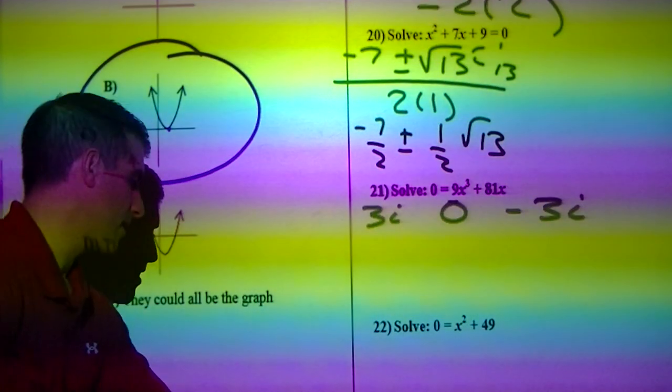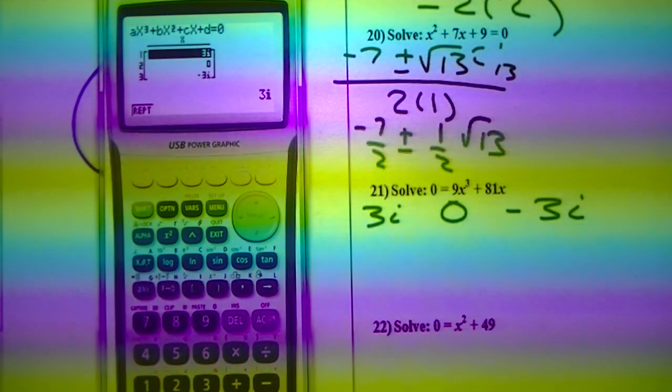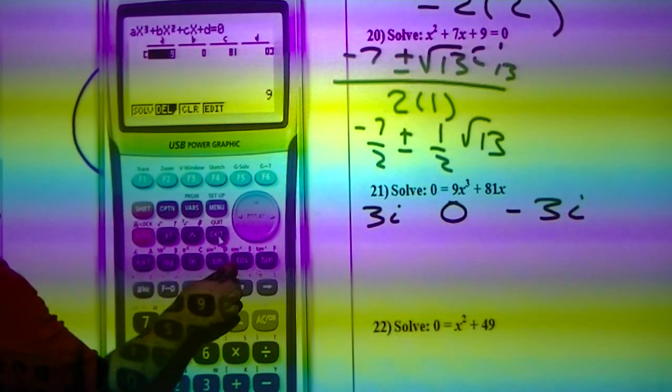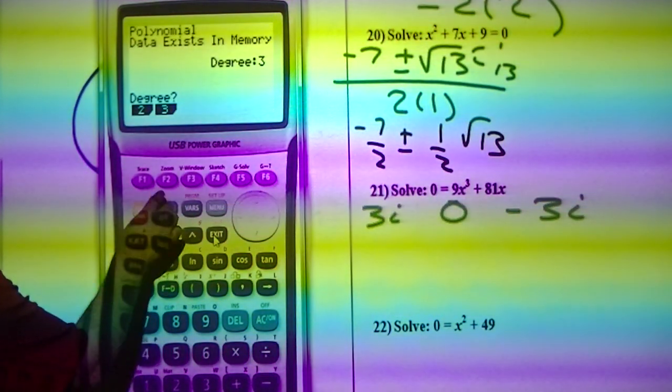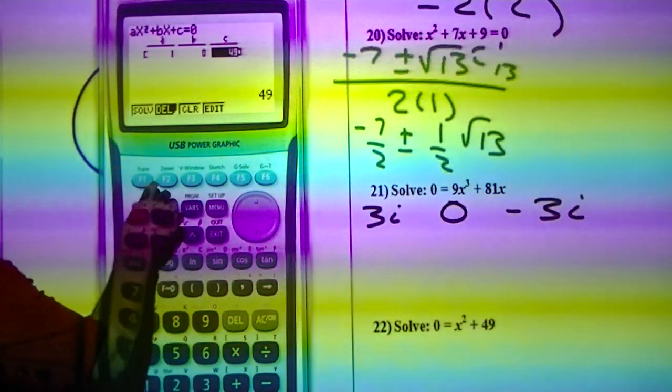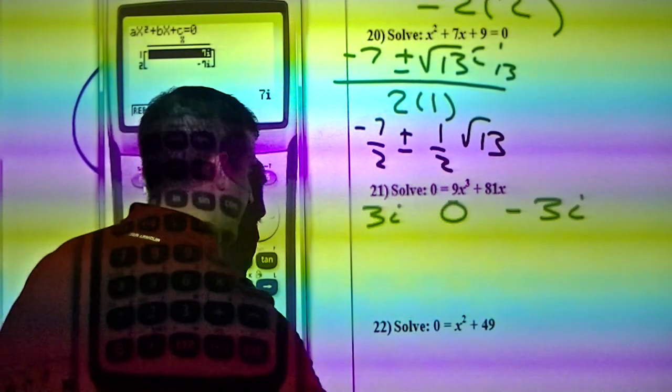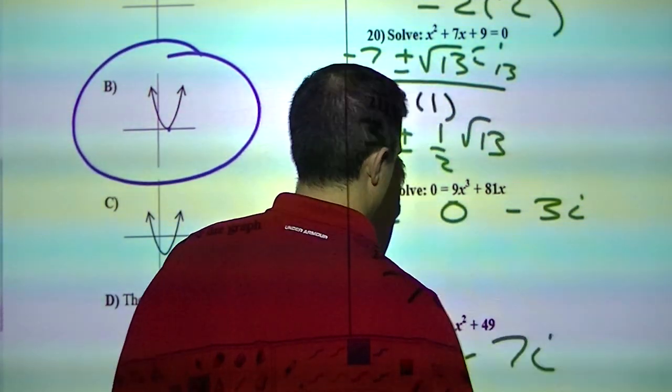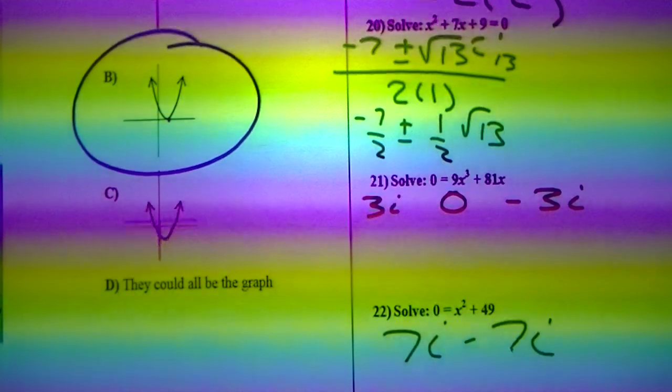Once again, let's try to see if we can do this. So what if this one's a nice one? We're going to go back and select polynomial degree 2. 1, 0, 49. If I solve that, 7i, -7i.